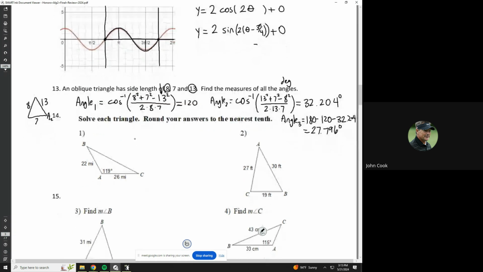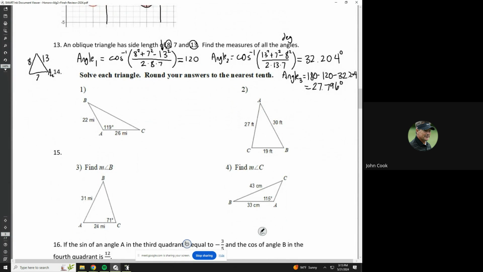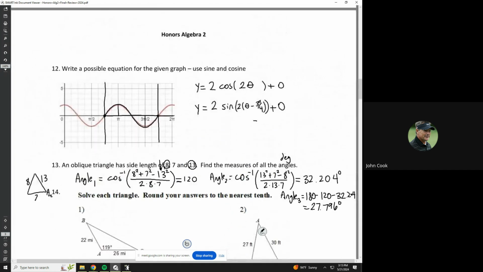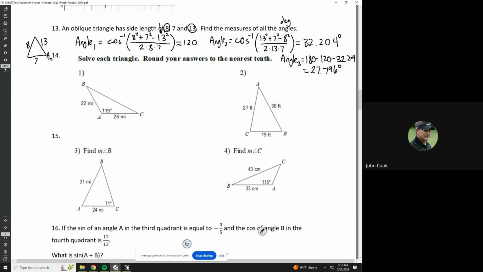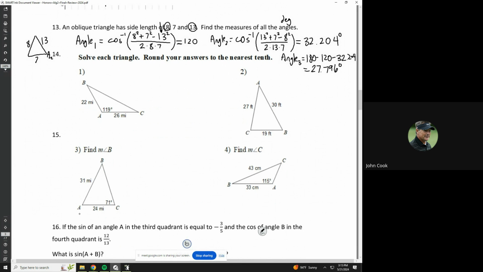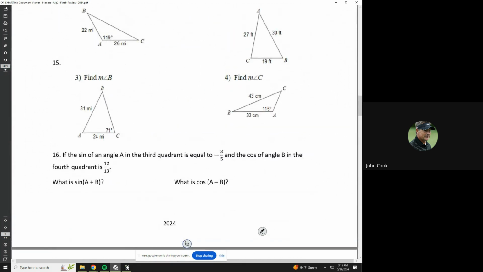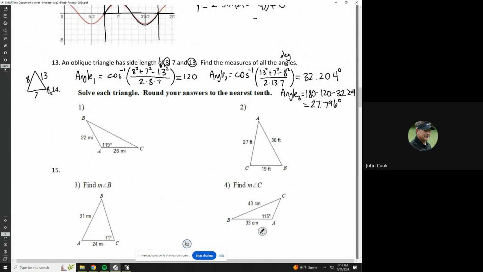Okay, solve each triangle and round your answer to the nearest tenth. Yeah, no problem. So they want us to find all the missing sides and all the missing angles on all these. Let me think. Yeah, I'll do all of them. This might be a little bit longer video, so I'm sorry if it's like that. But I'll get through number 16. Even on this one. So let's see here.